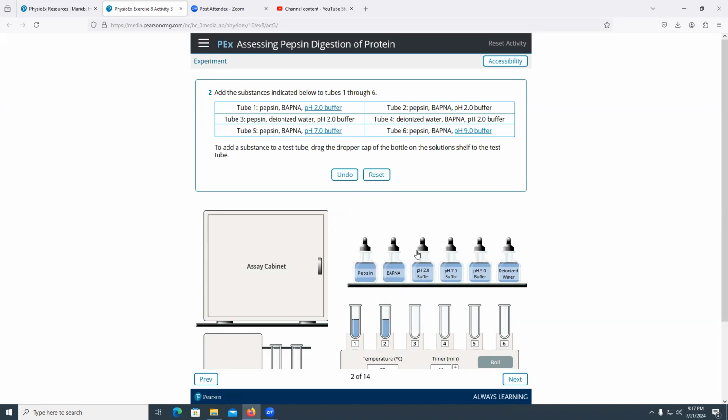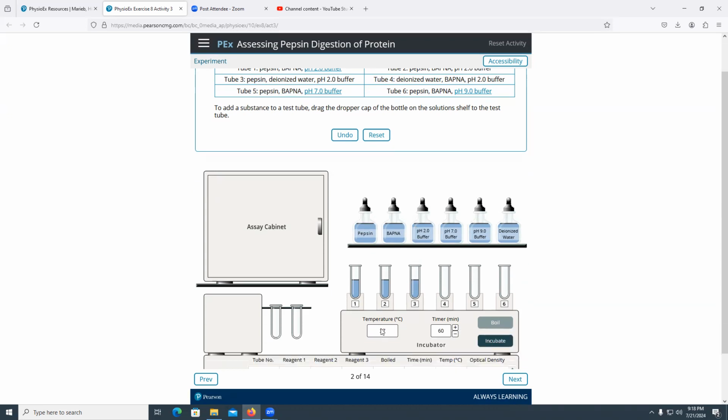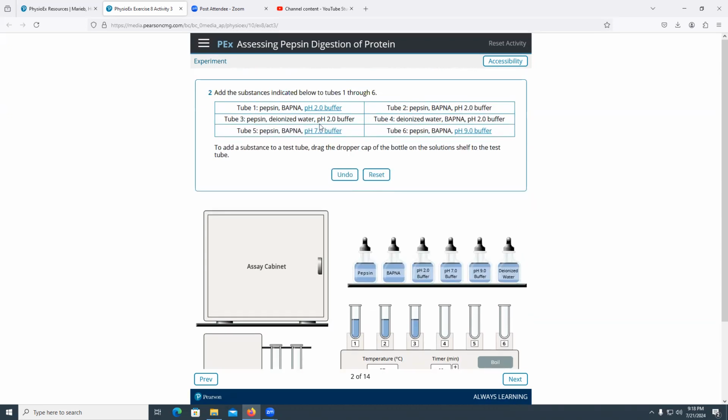Now let's look at 3. Tube 3 says we must have pepsin, that's my enzyme, and deionized water and pH 2. Well, that's interesting. I have my enzyme, I have the proper temperature, 37 degrees Celsius, and I have the proper pH, but I have no substrate. So I will not have a reaction. So it's never going to turn yellow here.